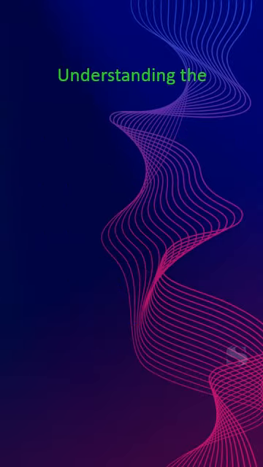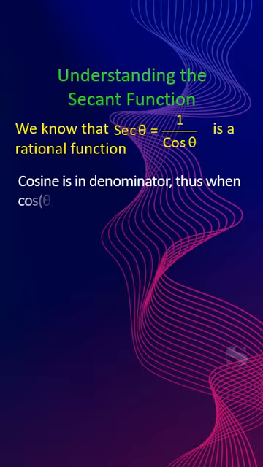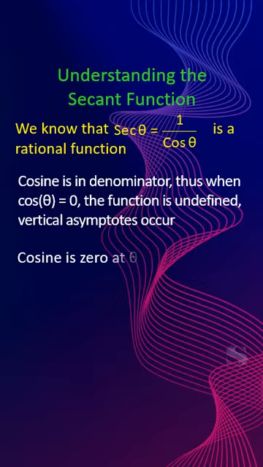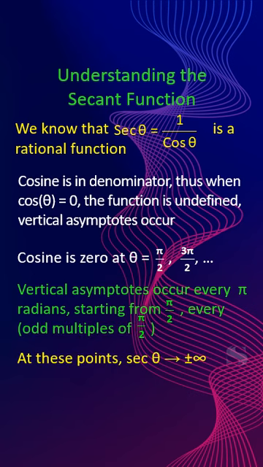Now let's look at the secant function, written as sec theta, the reciprocal of cos theta. This is also a reciprocal function, this time with cosine in the denominator. So wherever cos theta is 0, the function becomes undefined. We know cosine is 0 when theta is half pi, 3 by 2 pi, and 5 by 2 pi, and so on. In other words, at odd multiples of half pi. At these points, sec theta is plus or minus infinity.